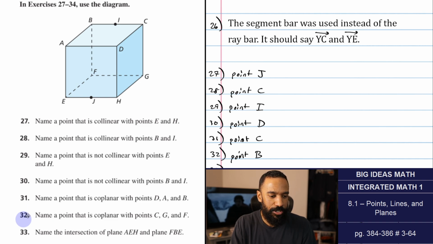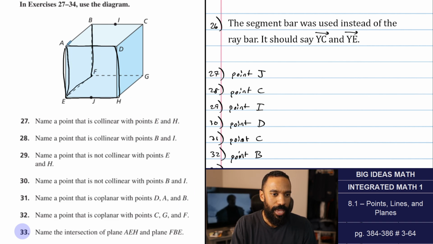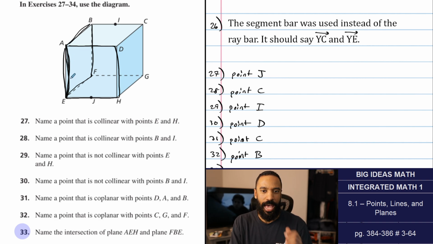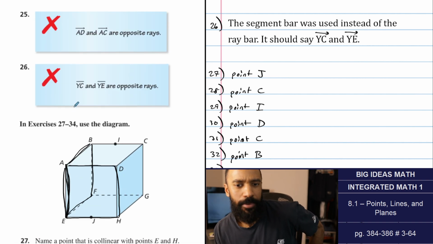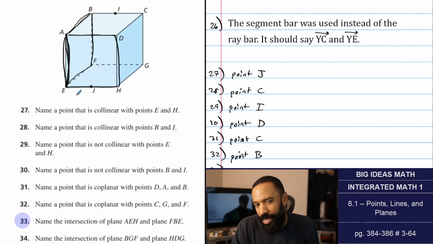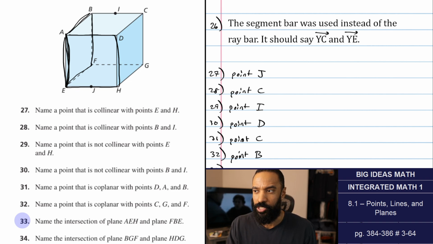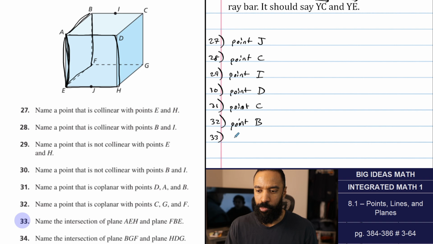Number 33, name the intersection of plane AEH and plane FBE. Plane AEH is the front-facing one. I'll just draw the outline. Plane FBE is this one on the left side, this left-facing one. And we have to name the intersection of the two planes. These two planes are intersecting at this segment. I don't know if they're going to call it a segment or a line. I'm kind of in between. I believe because they're calling these planes that they'd be going on forever. So AE is more than just a segment. It is a line that happens to hit those points. So I'm going to call it line AE.